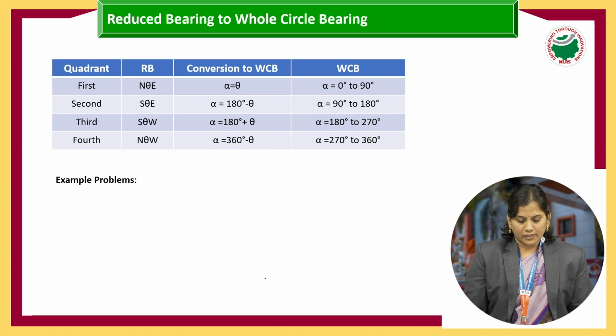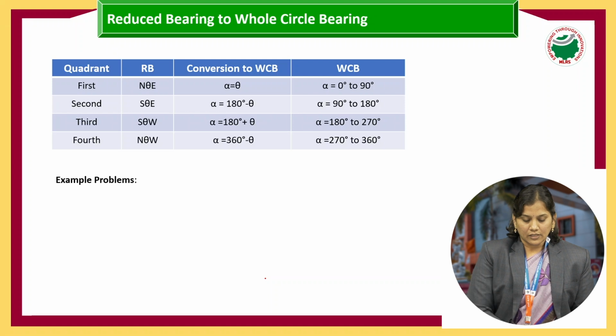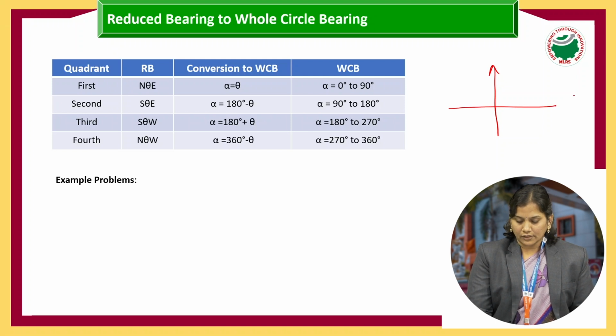So, when the quadrant is first quadrant, reduced bearing is represented as north theta east, and if it is in second, south theta east, and if it is in third quadrant, south theta west, fourth quadrant north theta west. So, if our survey line is in first quadrant, reduced bearing is north theta east.